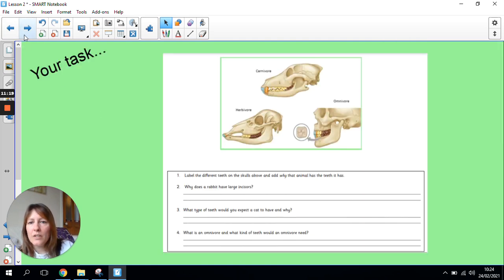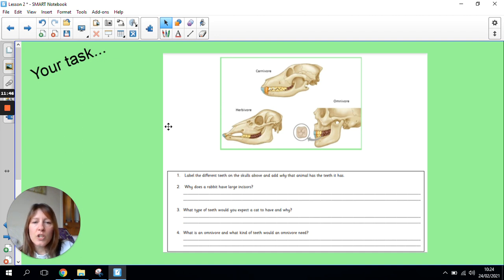So let's have a look at your task for today then. You will find this worksheet in your portfolio and you'll see 3 skulls. One is a carnivore, one is a herbivore, and one is an omnivore. Now this is quite small, but when you open it up you'll be able to see a bit more clearly that the teeth are coloured here. So there's some blue teeth, orange teeth, kind of creamy teeth, and brown teeth.